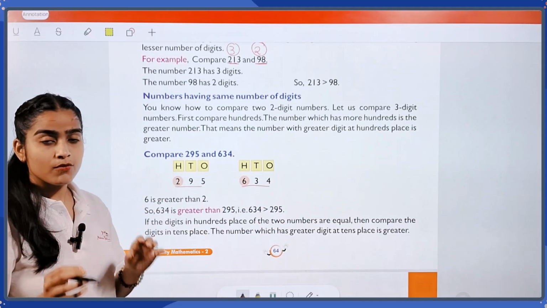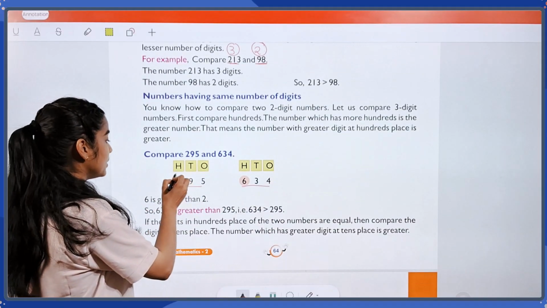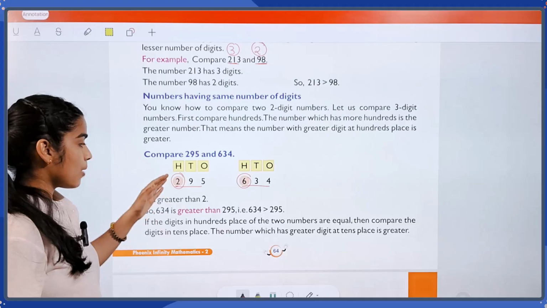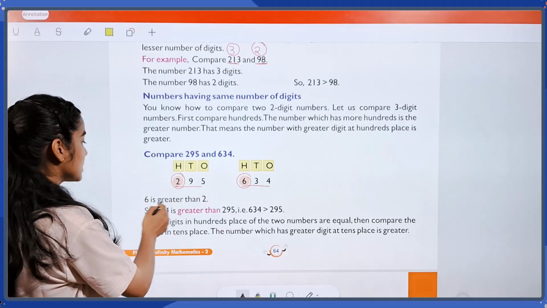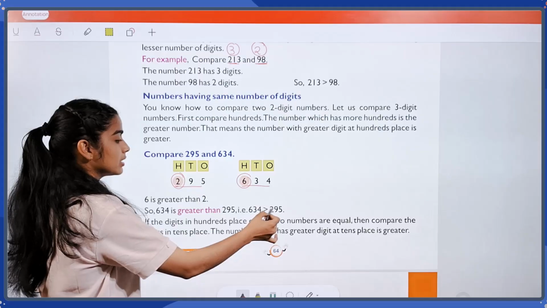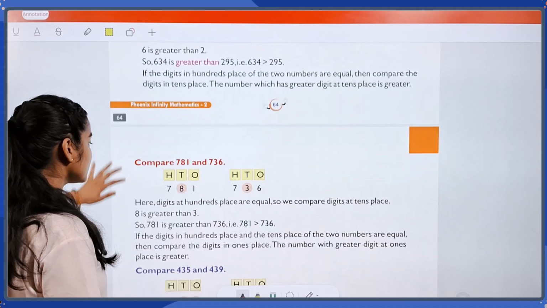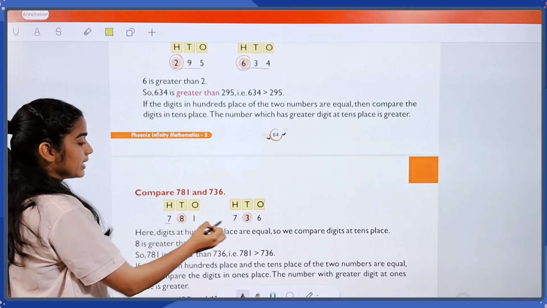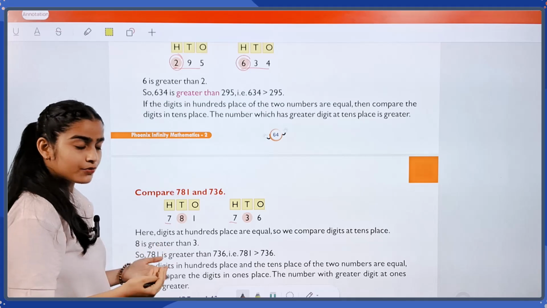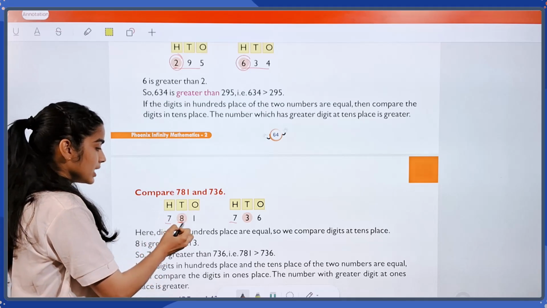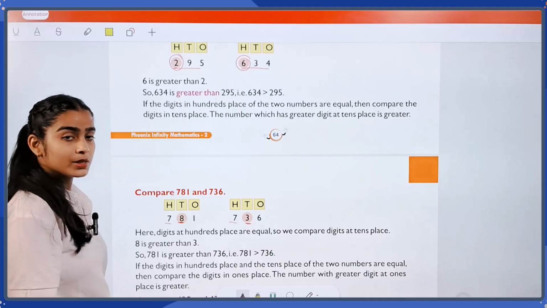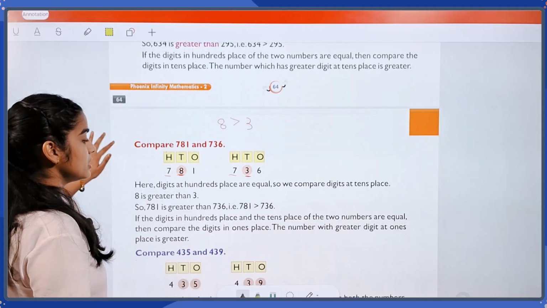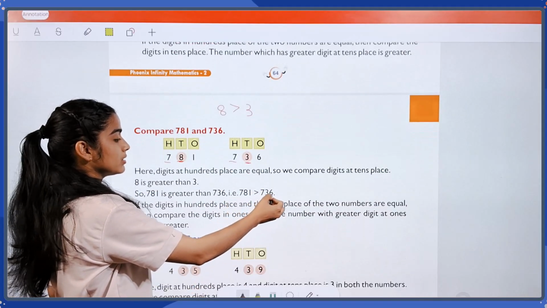So now you have to check the value of the hundreds place. For example, in this we have hundreds place 2 and in this we have hundreds place 6. Which one is greater among 2 and 6? We all know 6 is greater. It means 634 is greater than 295. Now, here we have the same hundreds values, 7 and 7. So what we have to do? We have to shift and check the tens value. Here we have 8 and here we have 3. Which one is bigger among 8 and 3? We all know 8 is bigger. It means 781 is bigger than 736.